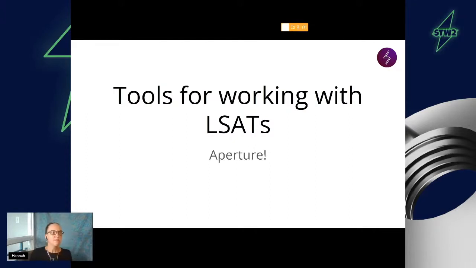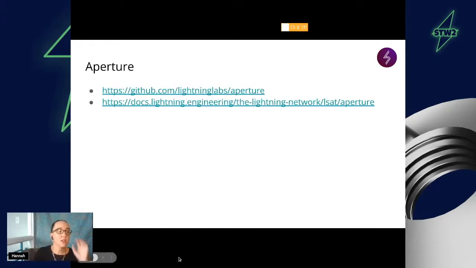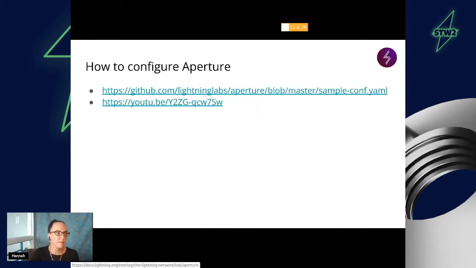So Aperture is the tool for the moment for working with LSATs, at least it's the one I used. This is the GitHub repo where you can download it. And this here is all the docs that will walk you through how to get it set up, how to get it running, how to configure it, etc. Here is the YAML file, which is handy to have a link to that example YAML file for configuration because it's full of comments. It'll just break down what everything will do for you.